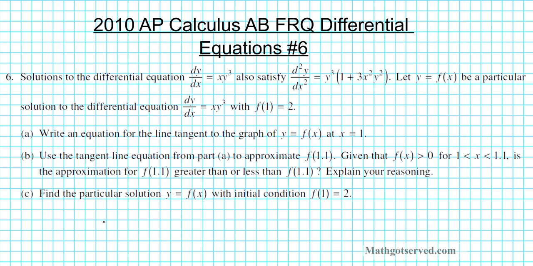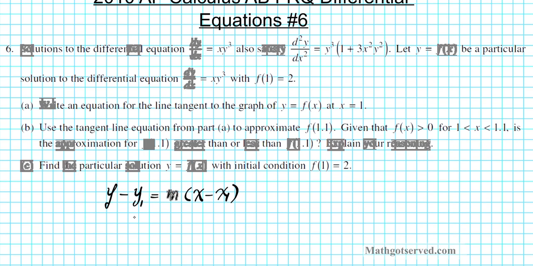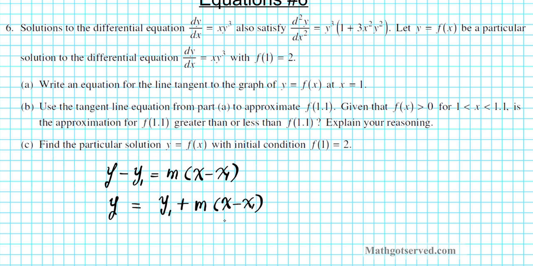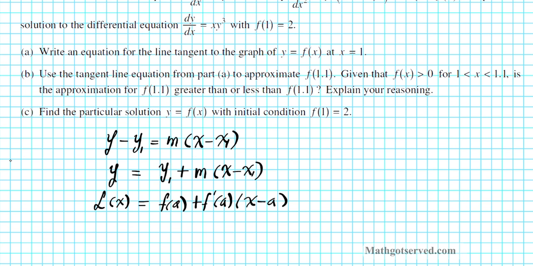The equation of a line given 2 points can be determined by using the equation y minus y1 equals m times x minus x1, right? This is the point slope form of the equation of a line. We can also isolate y and write this as y equals y1 plus m times x minus x1, okay? And then the linearization version of this equation, if we want to write this same equation using calculus notation, we can write this as L of x is equal to f of a plus f prime of a times x minus a. All these three equations mean the same thing, the equation of the tangent line, all right?